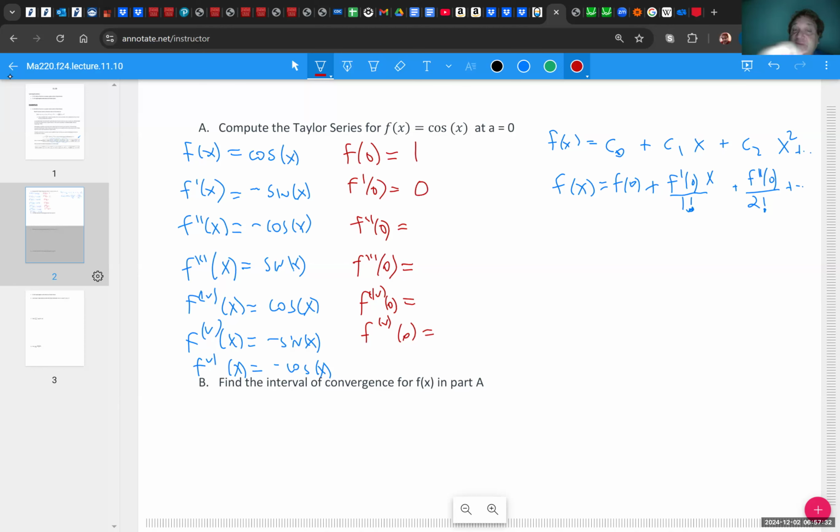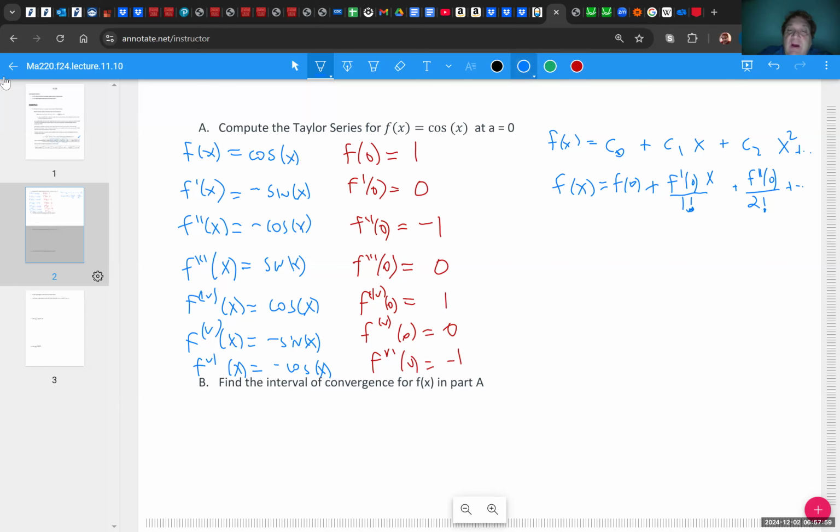Then we have negative cosine of 0 for our second derivative, which is negative 1. Sine again is 0. This is where it starts repeating. The fourth derivative is the same as the original function. So I can just repeat the 1 there. And then it's going to be 0. And if I want one more step to the sixth derivative, I would get negative 1 again. So it repeats like that.